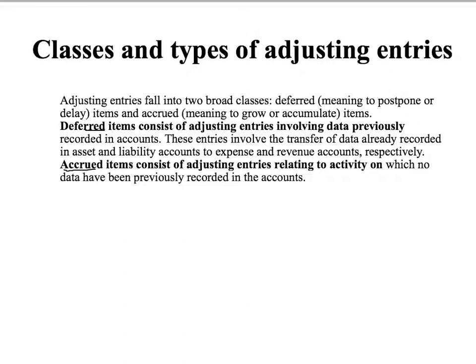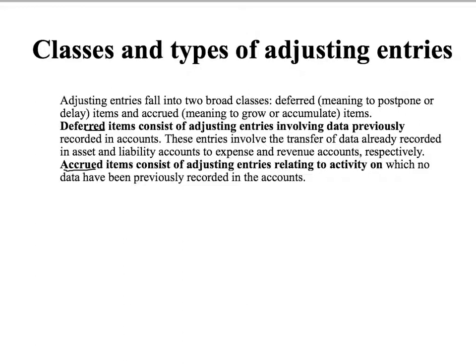Now, you learned before how to journalize transactions. Transactions resulted from source documents. We had proof that this took place. There was a sales invoice or a purchase order. That was the transaction, the source document.